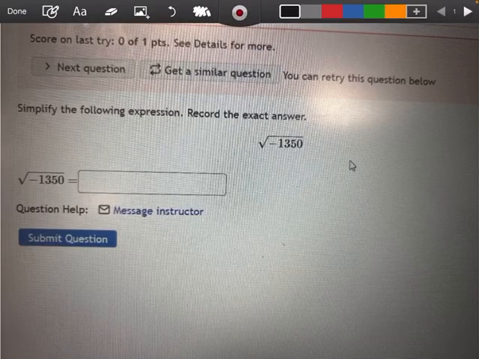So one of our classmates asked us a couple of questions from the homework for 7.7, and we're trying to figure out this problem here.